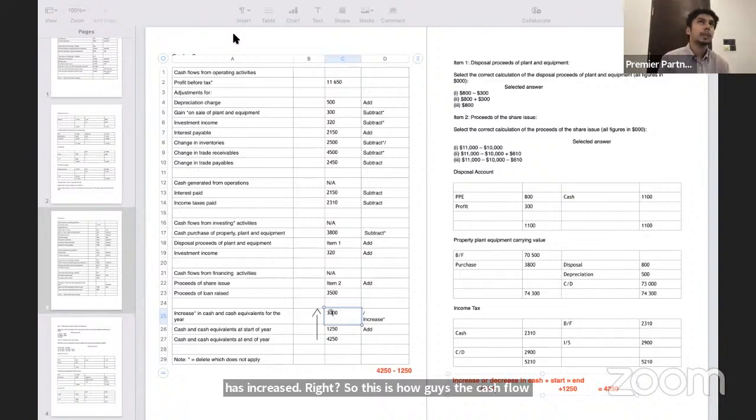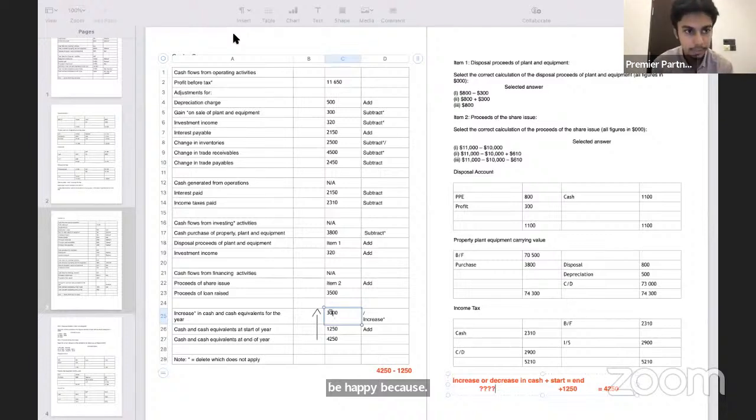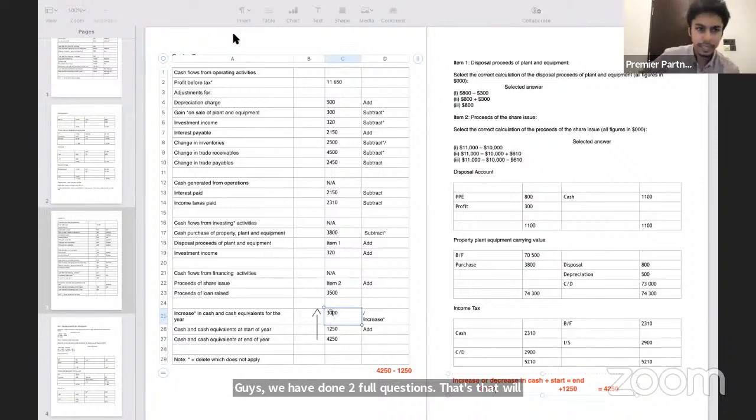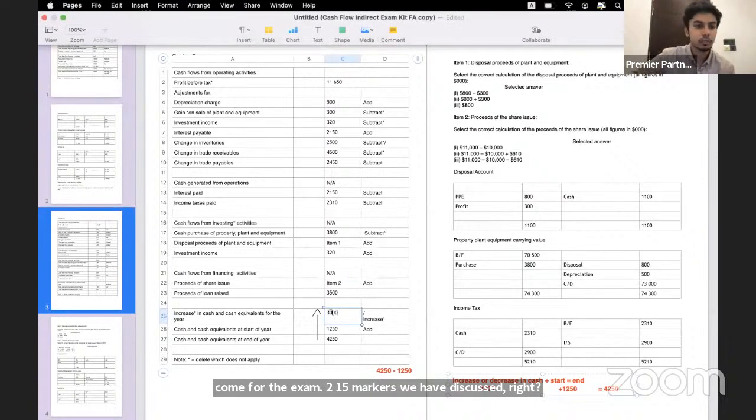So we can be happy because we have done 2 full questions that will come for the exam. 2 15 markers we have discussed. There is still a little bit of time left, so we can discuss some MCQs, section A related questions. And next week, I will share some materials with you. Go through them and study the shortcuts, because next week we are discussing consolidation.